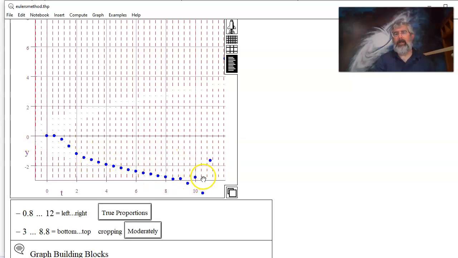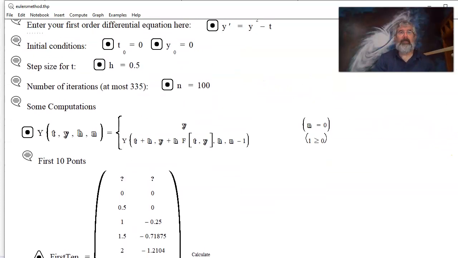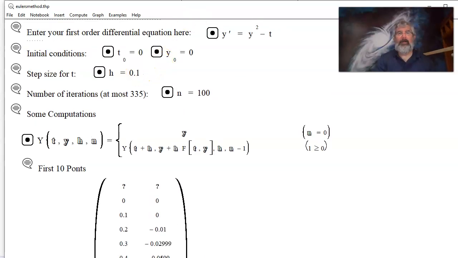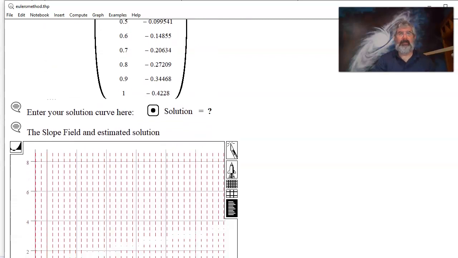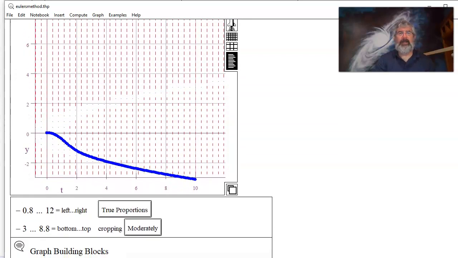I could probably get better results there by taking an even smaller step size, right? Rather than a half, let's go with 0.1. You can see the first 10 calculated points. Of course, in 10 calculated points at step size 0.1, I've only made it out to t equals 1 at this point. But that's fine. The computer's doing it. And yeah, this looks like I've probably got a pretty decent approximation of what that curve looks like.